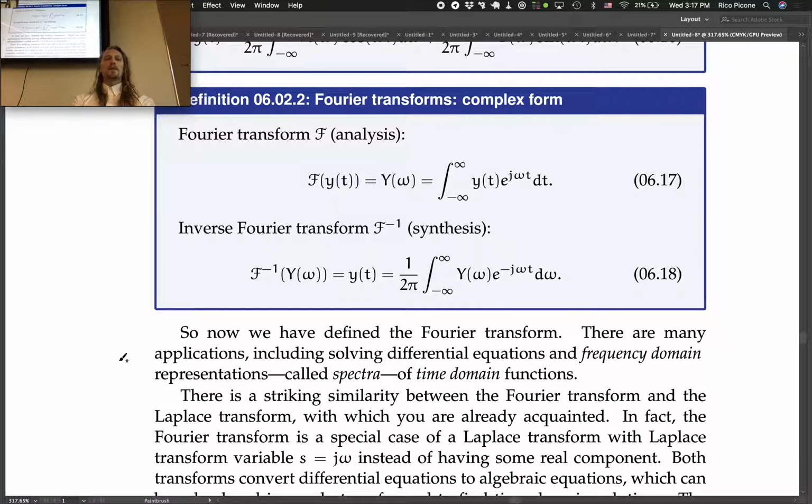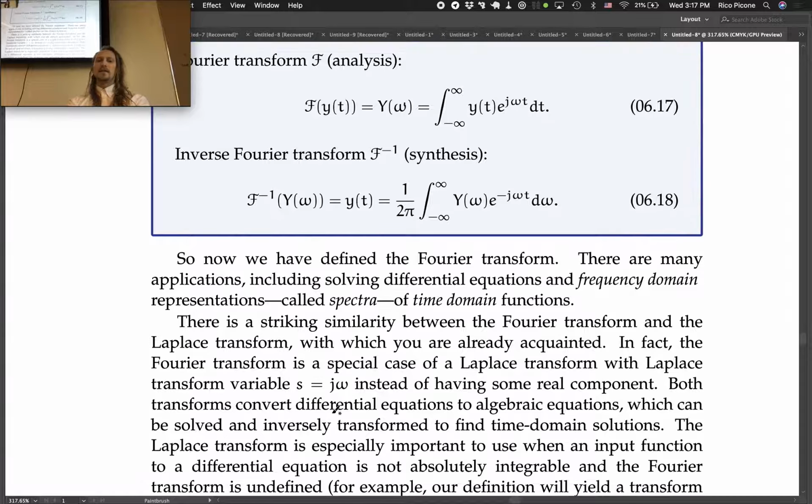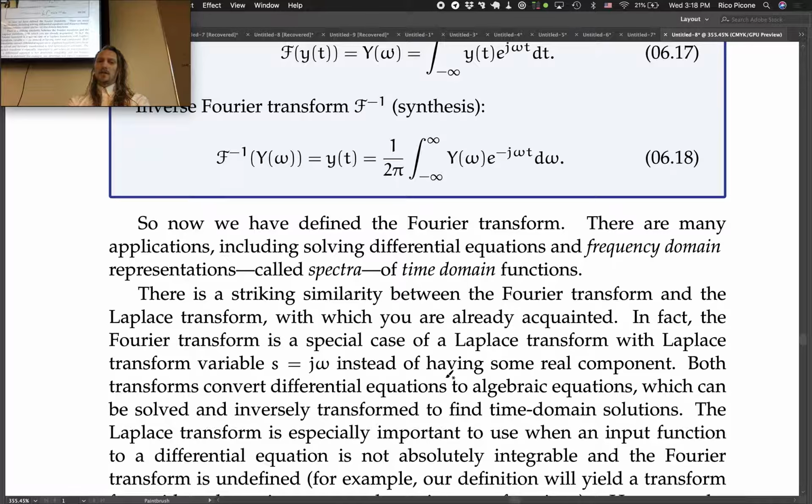Reminds us of the Laplace transform, doesn't it? So this has a striking similarity between the Fourier transform and the Laplace transform, with which you are already acquainted. So you guys have all seen the Laplace transform, more than you've seen Fourier, most likely. In fact, the Fourier transform is a special case of a Laplace transform, with Laplace transform variable s equals j omega. So remember, s is complex with a real part and an imaginary part in the Laplace transform. In the Fourier transform, it's just imaginary. So instead of having some real component, it's just imaginary.